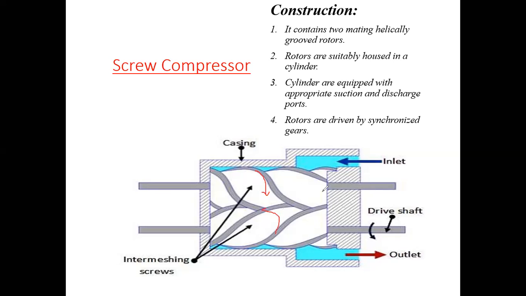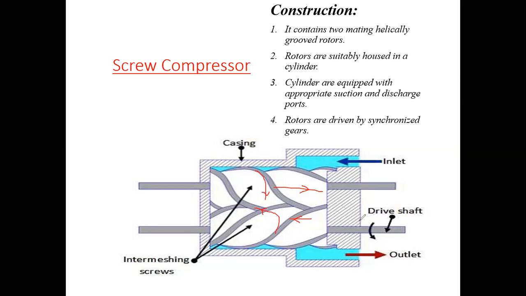So clockwise movement of the screw tends to move the material in the forward direction, and the second screw, which is rotating in an anti-clockwise direction, tends to move it in a backward direction. So the rotation of both screws is opposite to each other. Suppose this screw is rotating in a clockwise sense, then the other will be rotating in an anti-clockwise sense.